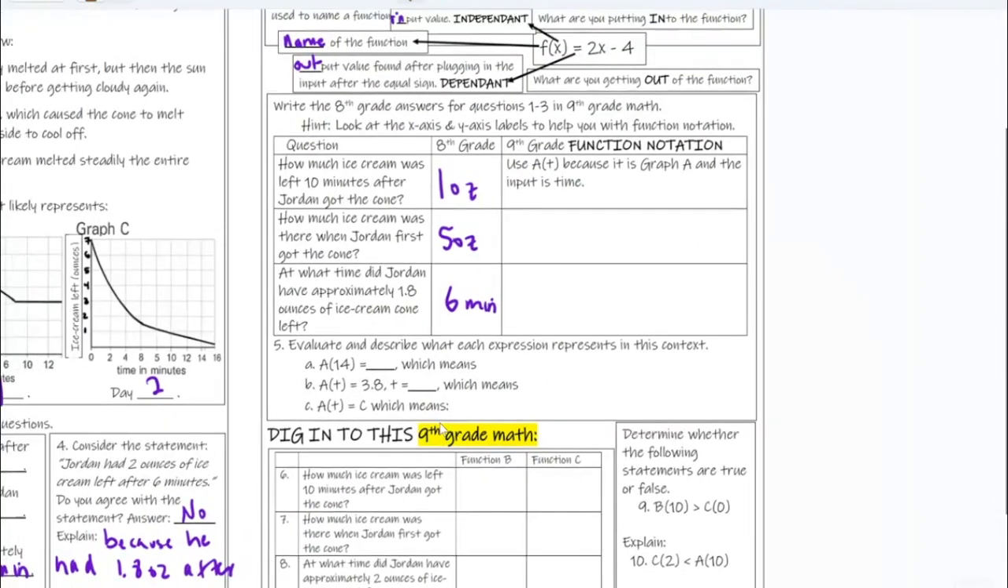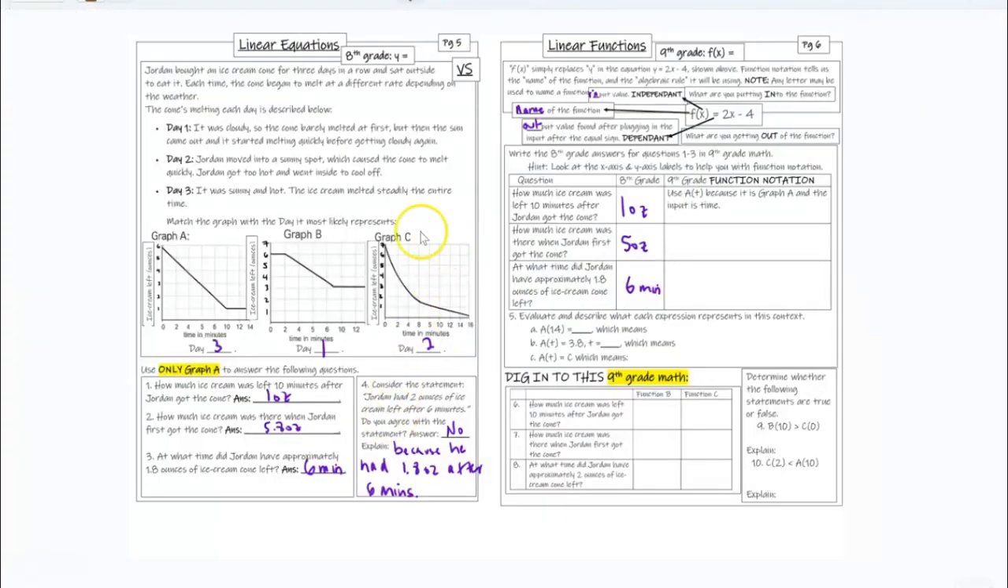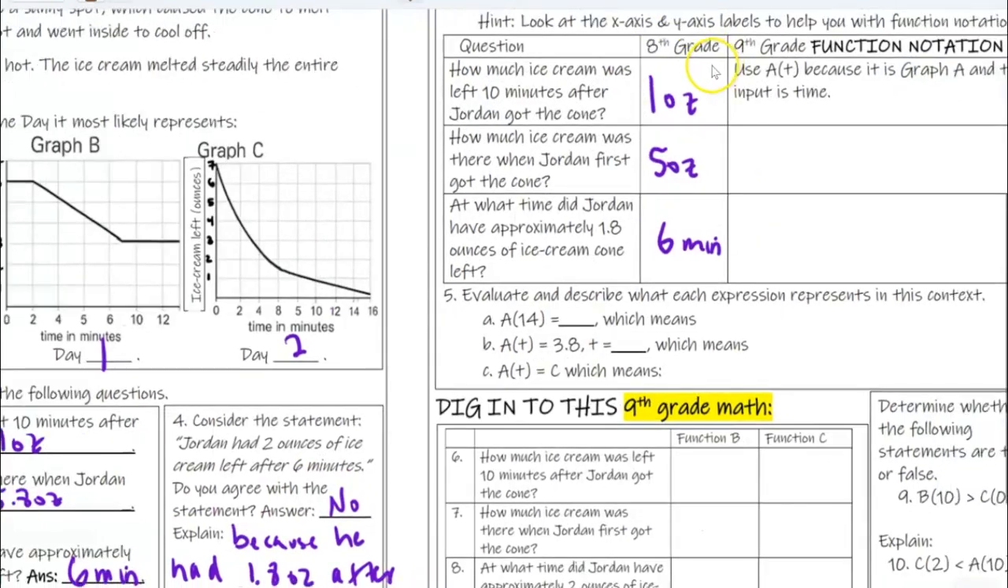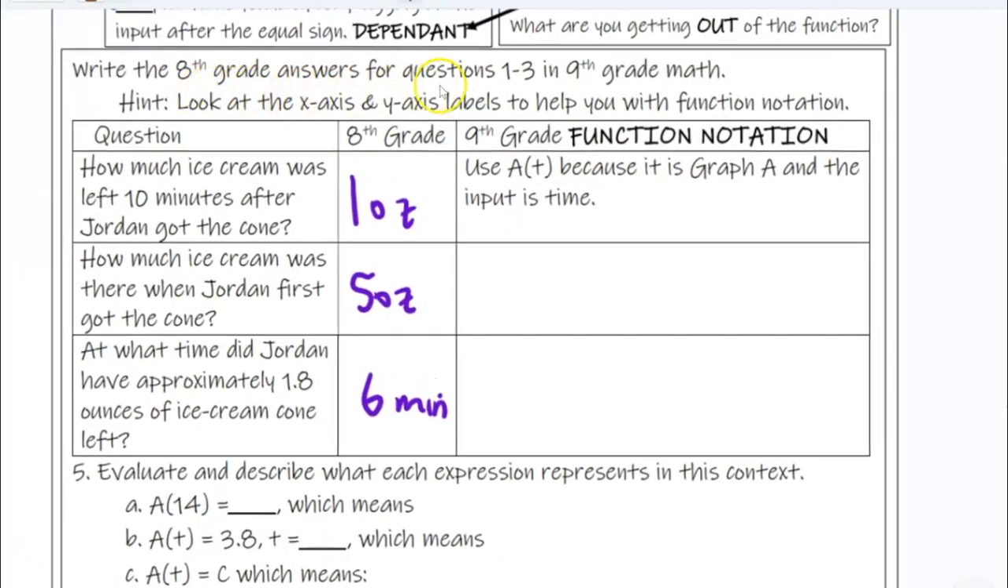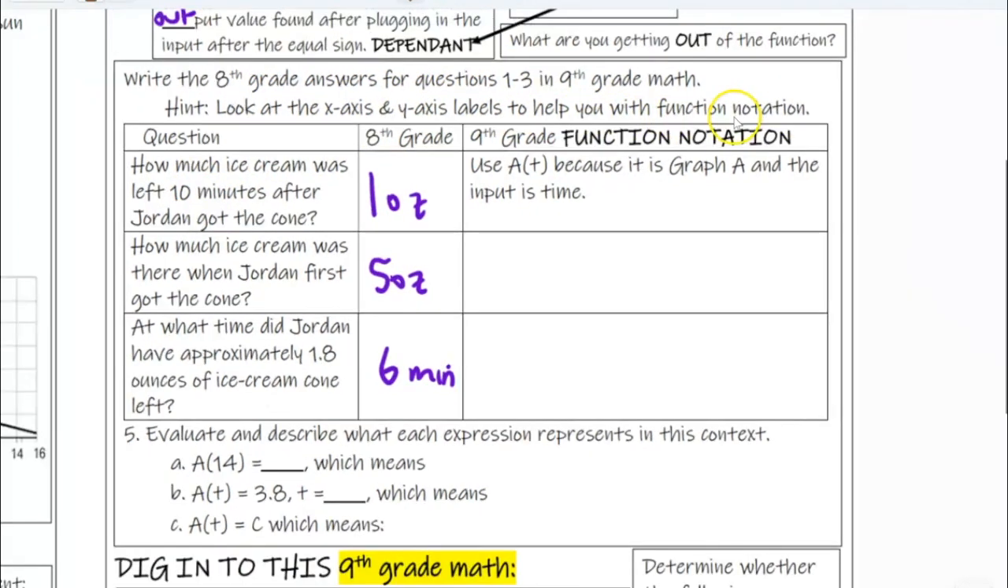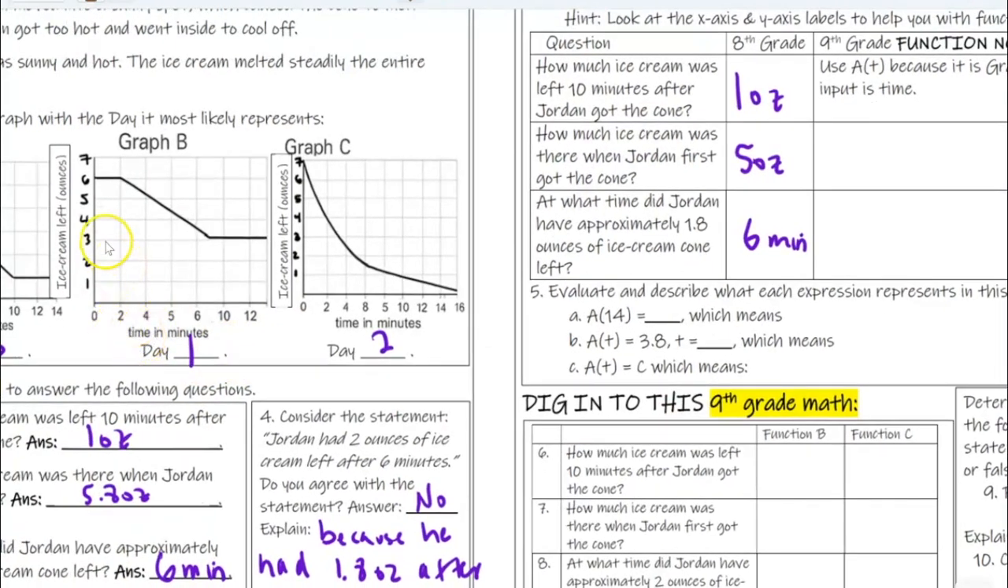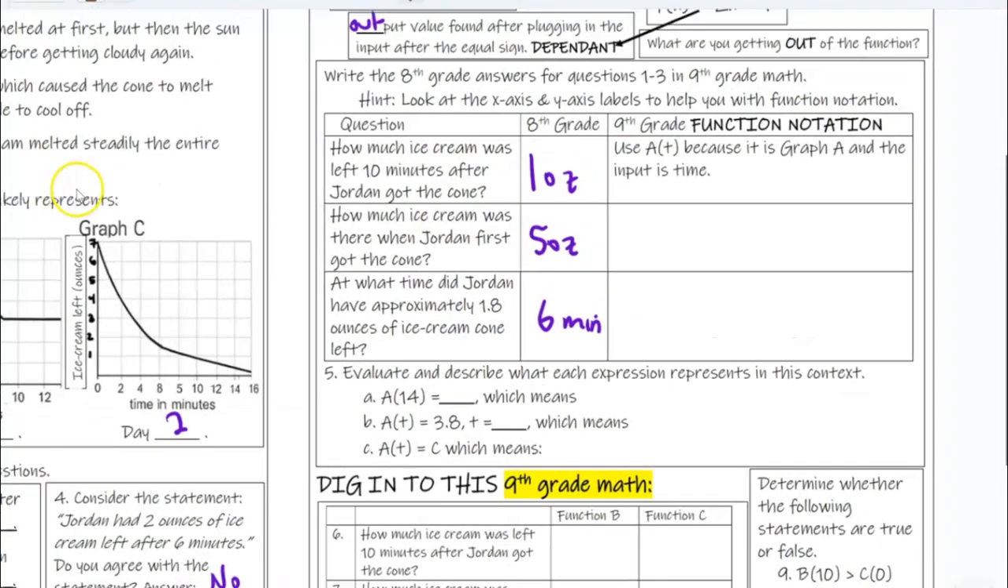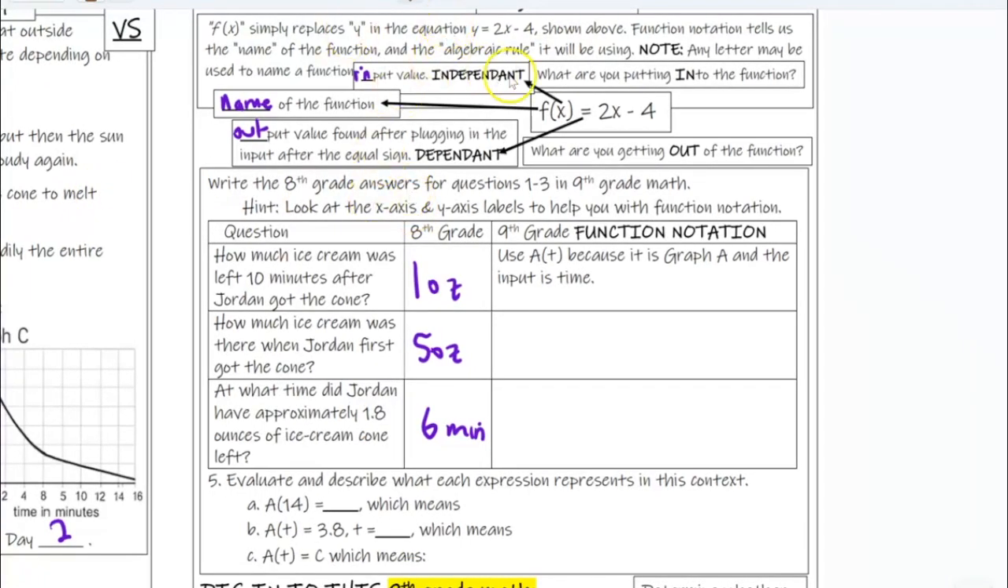All right, so now that we have our 8th grade answers, let's take a look at how we now make it from a linear equation, 8th grade y equals, to a linear function, 9th grade f of x. Write 8th grade answers for questions we did. Look at the x-axis and y-axis labels to help you figure out function notation. Okay, good. So the x-axis you can see is time and the y-axis is ice cream in ounces. So what that tells you is this. Remember, this f of x means y, and this x is the input, what you're putting in. And that's why it's saying hint, look at the x and y axis. So we know that x is your time and y is your ounces.